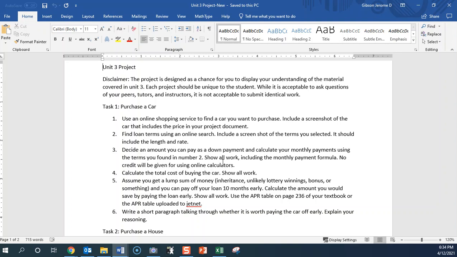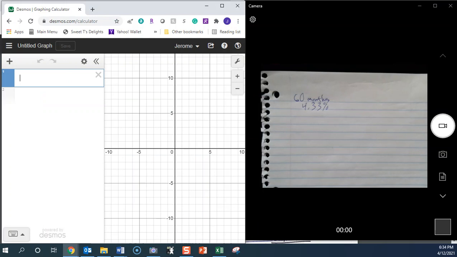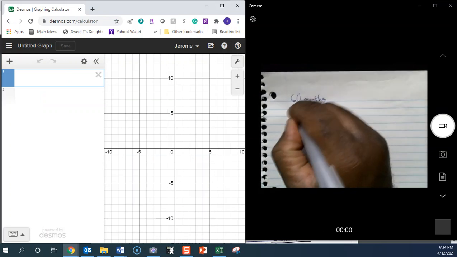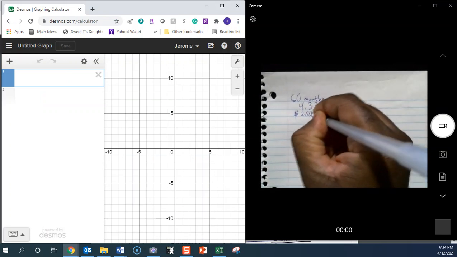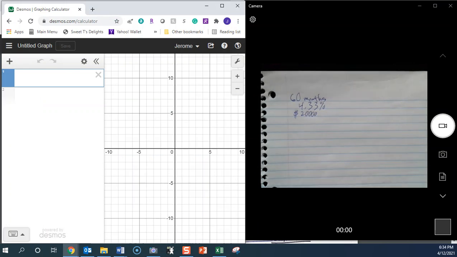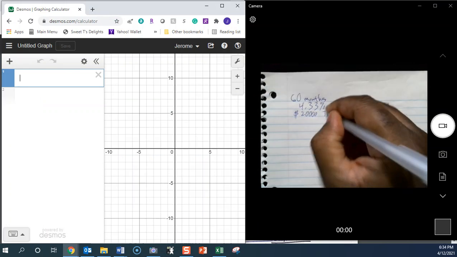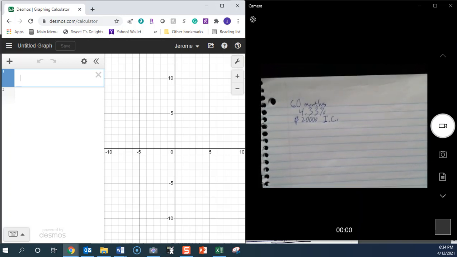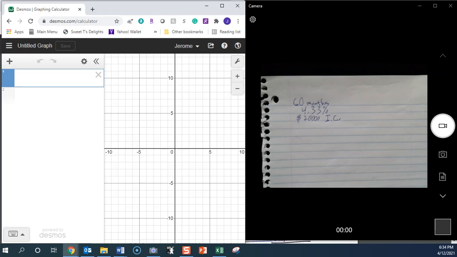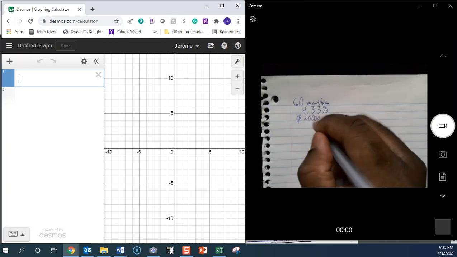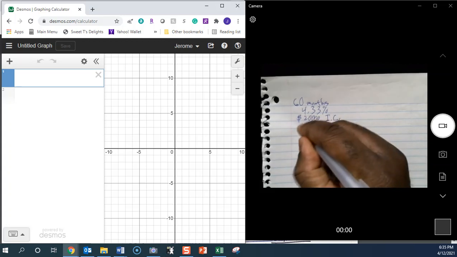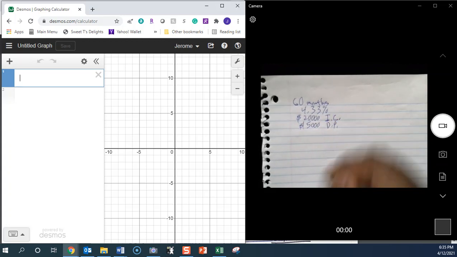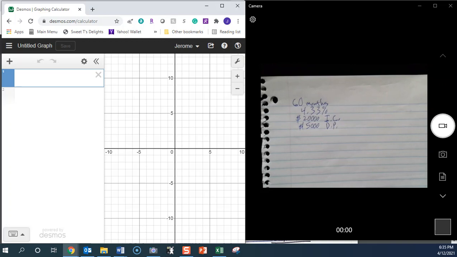So this student here whose project I'm taking had $20,000 was the initial cost of the vehicle. Now, I'm going to put IC here to let you know that that's initial cost. Okay. Now, that's the initial cost of the vehicle, but this student wanted to put a $5,000 down payment. So I put DP for a down payment. Okay, now we're asked to find the monthly payment.